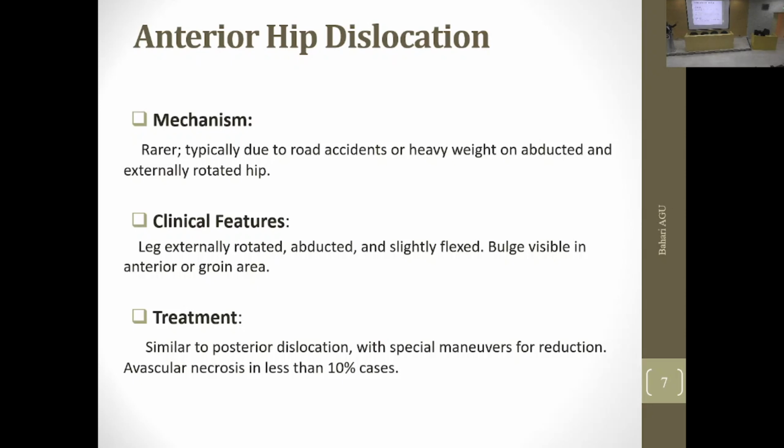Clinical features: externally rotated, abducted, and slightly flexed, and there is a visible bulge anteriorly. This is the head, which will be anterior to the acetabulum, and it can be felt clinically. There is something hard over there, a bulge. Treatment is similar to the posterior dislocation. You need to do it under general anesthesia with special maneuvers of reduction, and avascular necrosis is less here, less than 10% of cases.